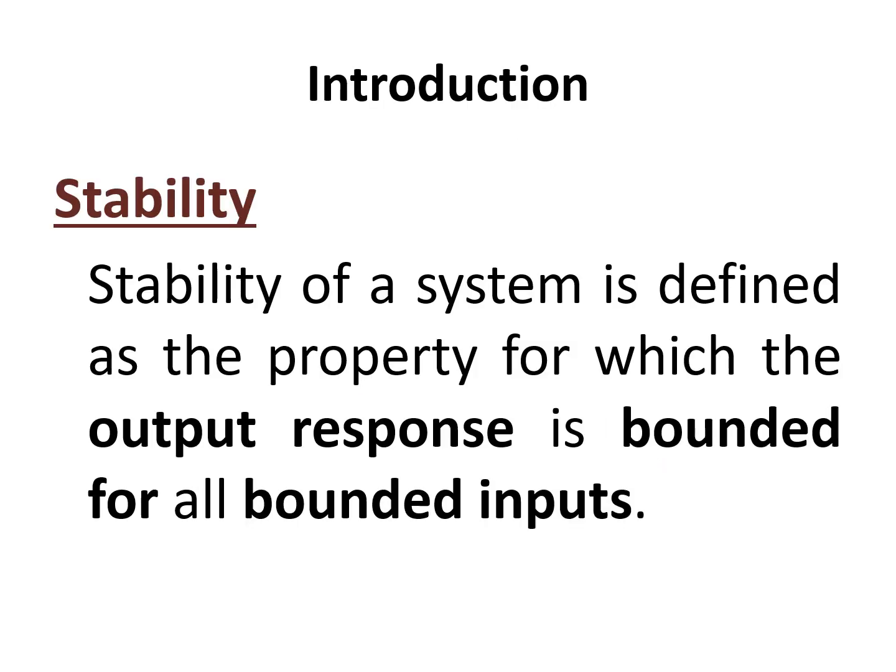The stability of a system is defined as a property for which the output response is bounded for all bounded inputs, which means that if the input is bounded, for the system to be stable, the output also has to be bounded. Bounded inputs are, for example, the step change, which is bounded within a certain minimum and maximum value.